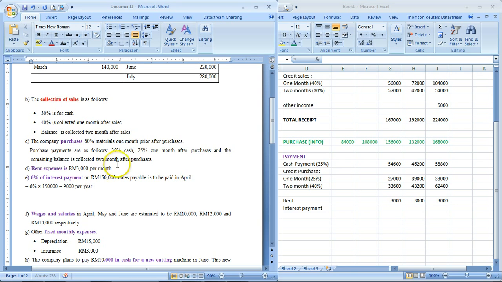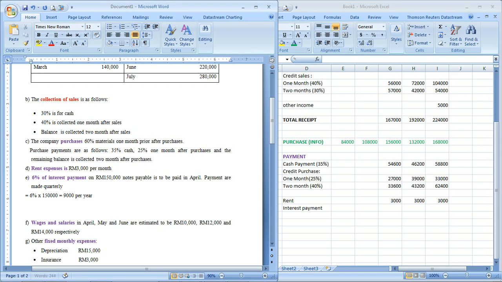Alright, 9,000 per year, but this interest is to be paid in April. That means 9,000 per year. However, if I want to change my question so that payments are made monthly, what do you have to do? Divide by 12.